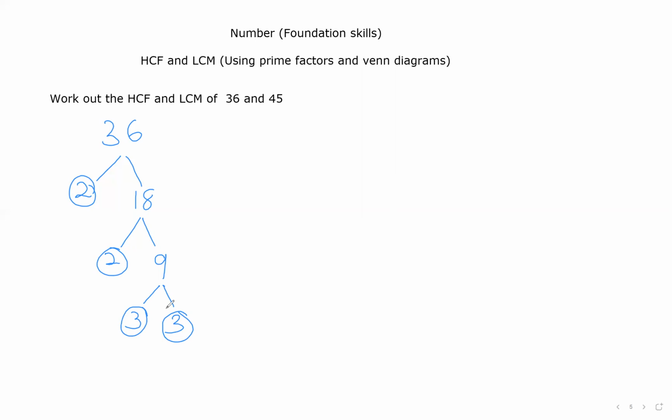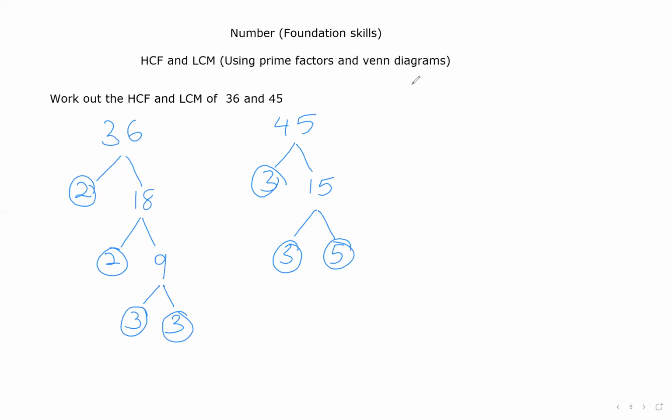What about the prime factors of 45? So 45, I cannot divide 45 by 2 without a remainder. So I will look at the next prime number, 3. Will 3 go in 45? Yes, it will. 3 goes there 15 times. I'm closing this branch. Divide this by 3 again, and it goes there 5 times. I will close this branch and this branch because they're all prime factors.